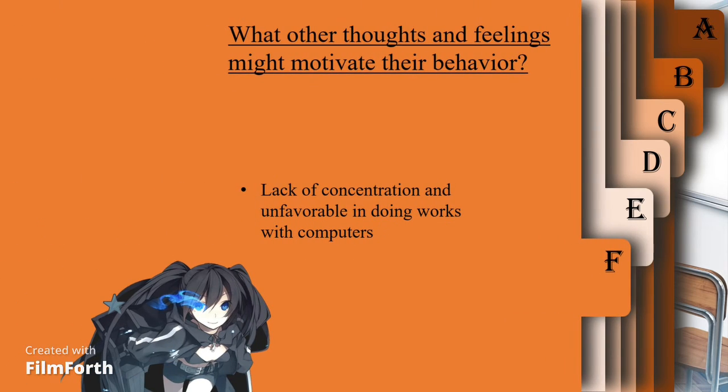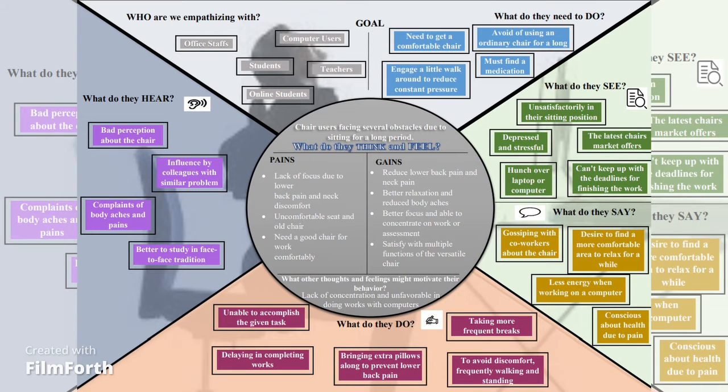Moving into the last element of the empathy map, what are the thoughts and feelings that might motivate your behavior? Lack of concentration and unfavorable in doing works with computers. The difficulties they undergo make them buy, and the latest AI technology attracts the users to buy. That's all from Empathy Map. Thank you. Over to Mr. Lingesh.